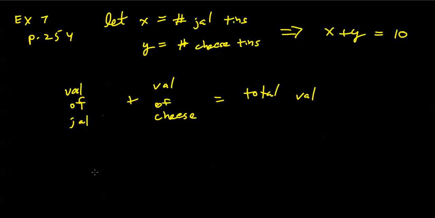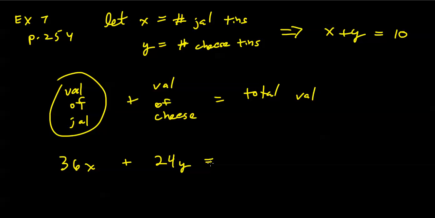Well, what is the value of the jalapeno tins? Well, you've got X jalapeno tins, and they sell for $36 each, so that means the jalapeno tins add $36X to the final mix. The value of the cheese tins. Well, we've got Y cheese tins, and they sell for $24 each. Alright, so 24 times Y, whatever Y ends up being, will be the value of the cheese tins.